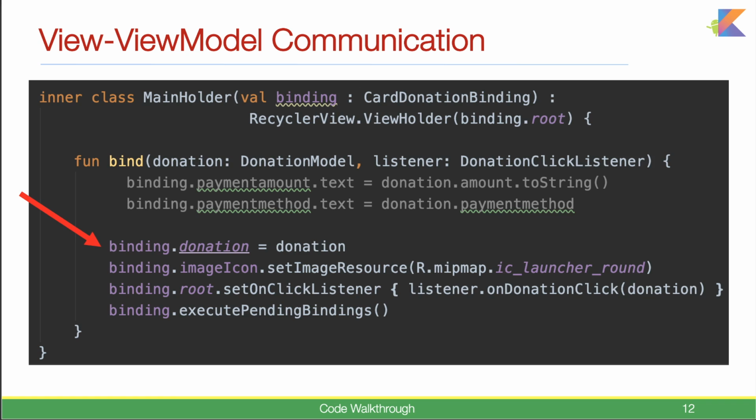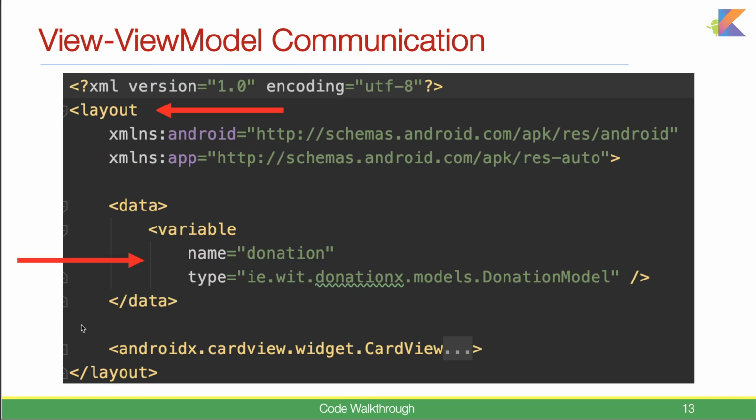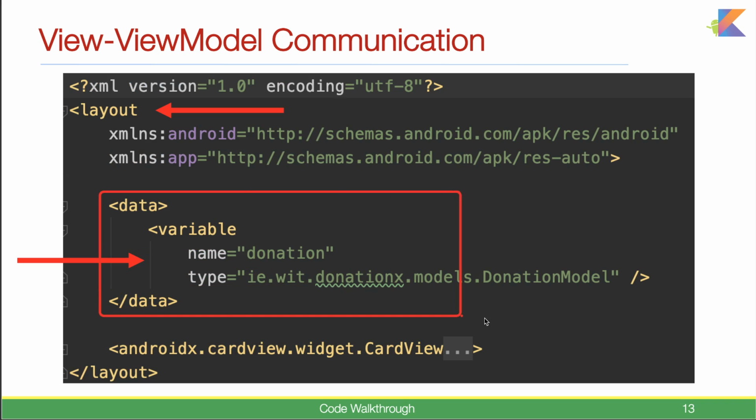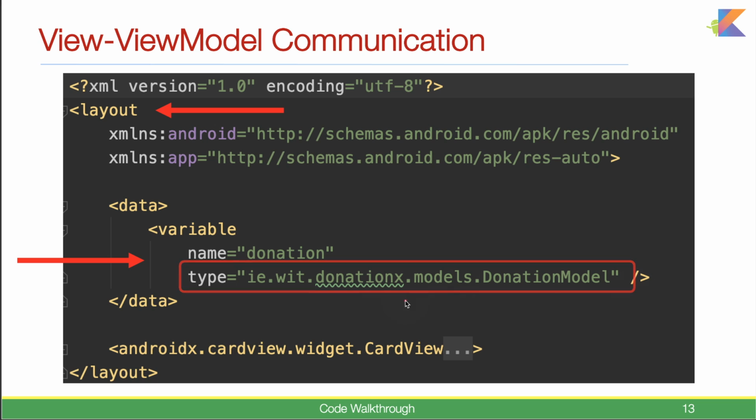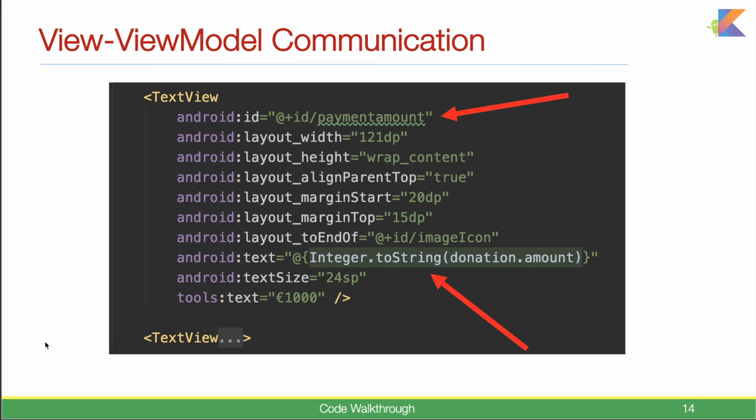So in the layout itself, something like this. Inside your layout tag, you have your data tag. We're calling it donation, so just make sure it matches, that donation maps back to the binding.donation, specifying the correct type. It's our donation model. And then inside the individual layouts themselves, we get something like this.